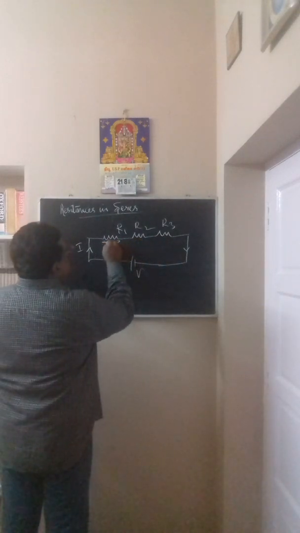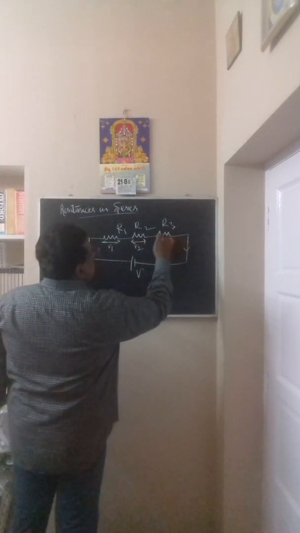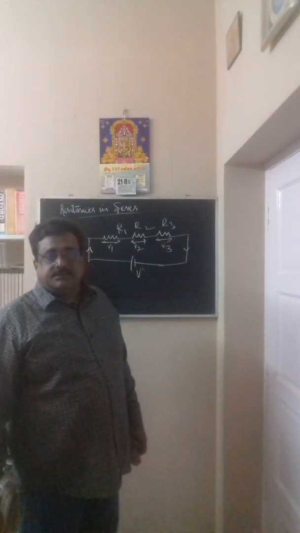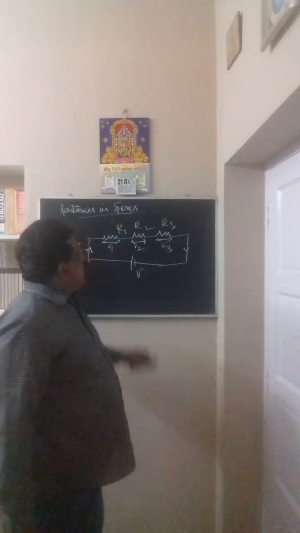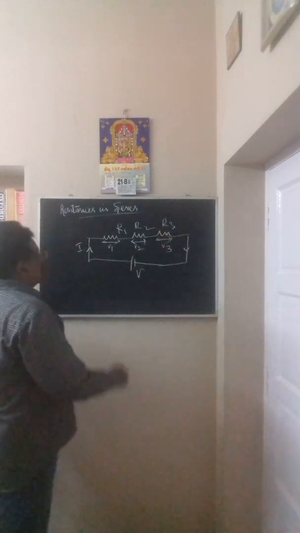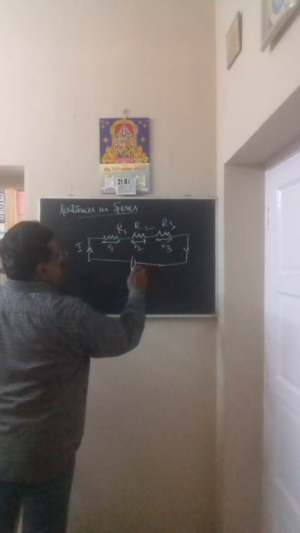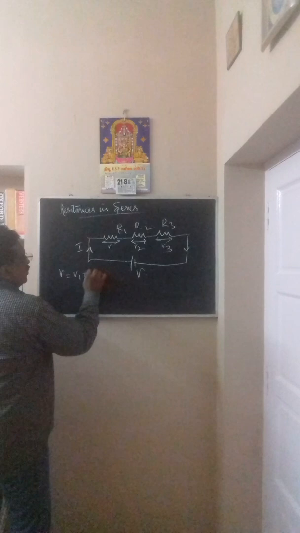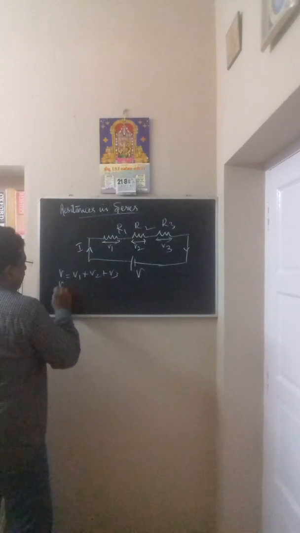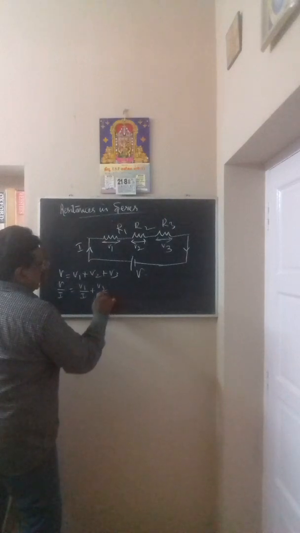Say we keep the potential drop as V1 across R1, V2 across R2, V3 across R3. Now since the potentials V1, V2 and V3 add up to V, I say V is equal to V1 plus V2 plus V3, and the common current is I. Dividing by I, V by I is equal to V1 by I plus V2 by I plus V3 by I.